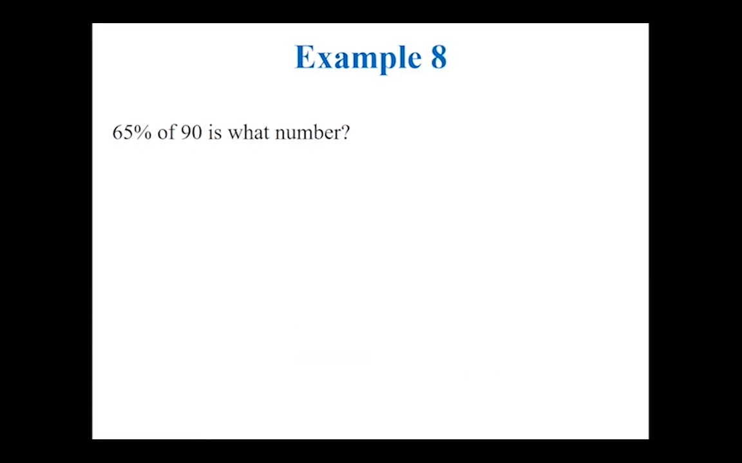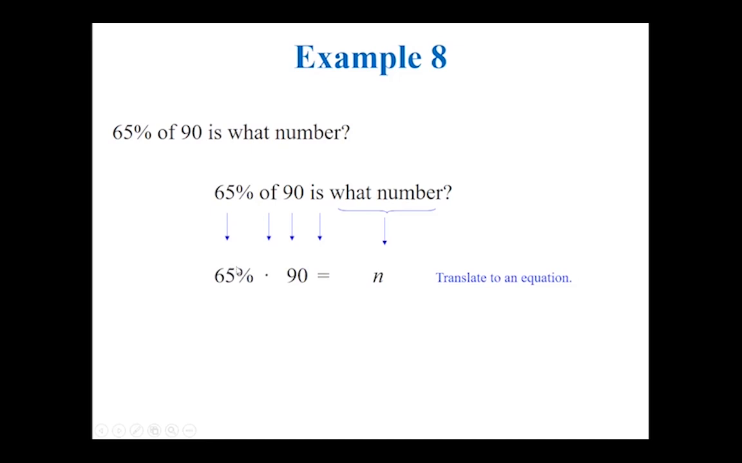Let's do another. If you want to try this on your own, go ahead and pause. You're welcome to. First step, take what we have, translate it to an equation. 65% stays 65%, of is multiply, is equals. What number is n? The 90 stayed 90.